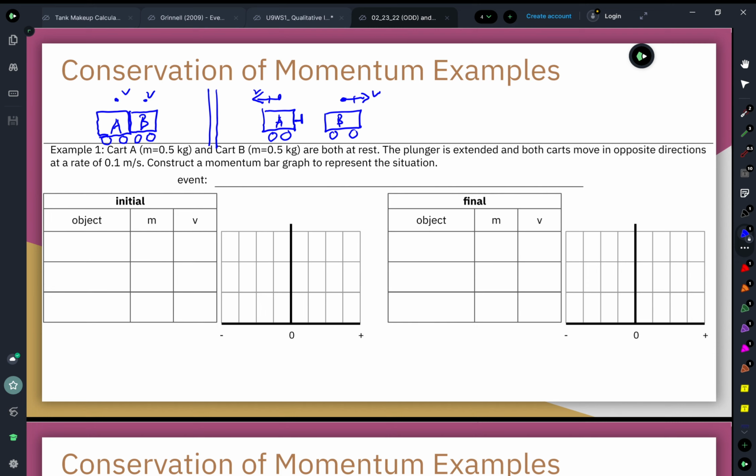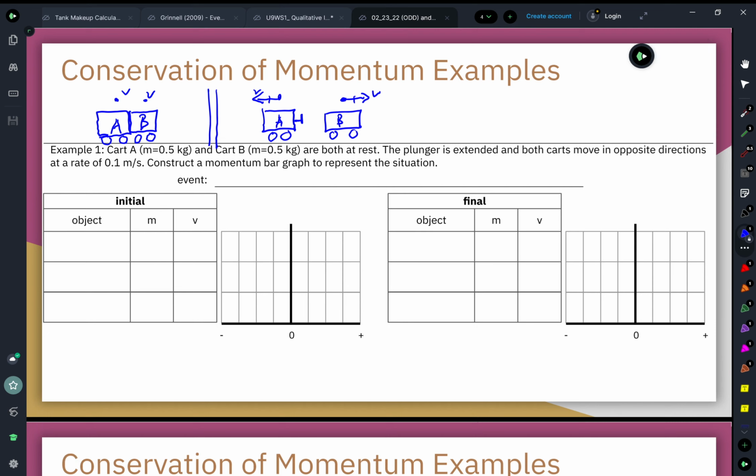using momentum bar charts. The very first step is to specify the impulsive force event that separates the initial and final situations. So for example 1, cart A with a mass of 0.5 kilograms and cart B with a mass of 0.5 kilograms are both at rest. That's why I've represented over here on the left. The plunger is extended and both carts move in opposite directions at a rate of 0.1 meters per second, represented over here on the right. Construct a momentum bar graph to represent the situation.